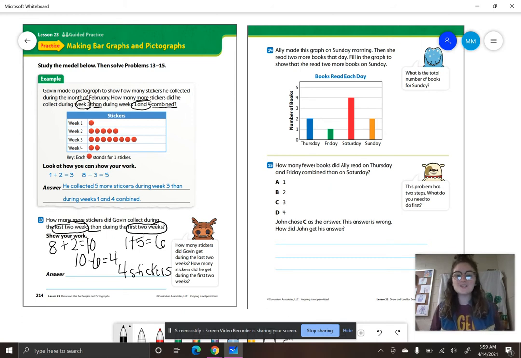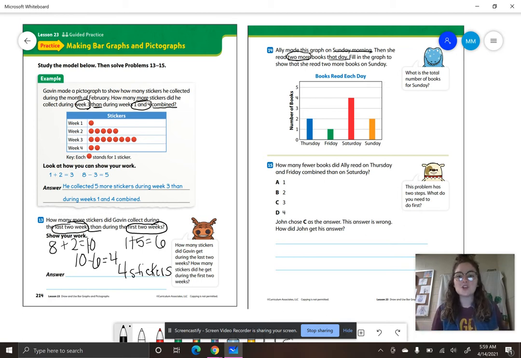All right, let's move on to number 14. It says, Allie made this graph on Sunday morning. Then she read 2 more books that day. Fill in the graph to show that she read 2 more books on Sunday. Okay, let's read that again. Allie made this graph on Sunday morning. Then she read 2 more books that day. I'm going to circle 2 more.